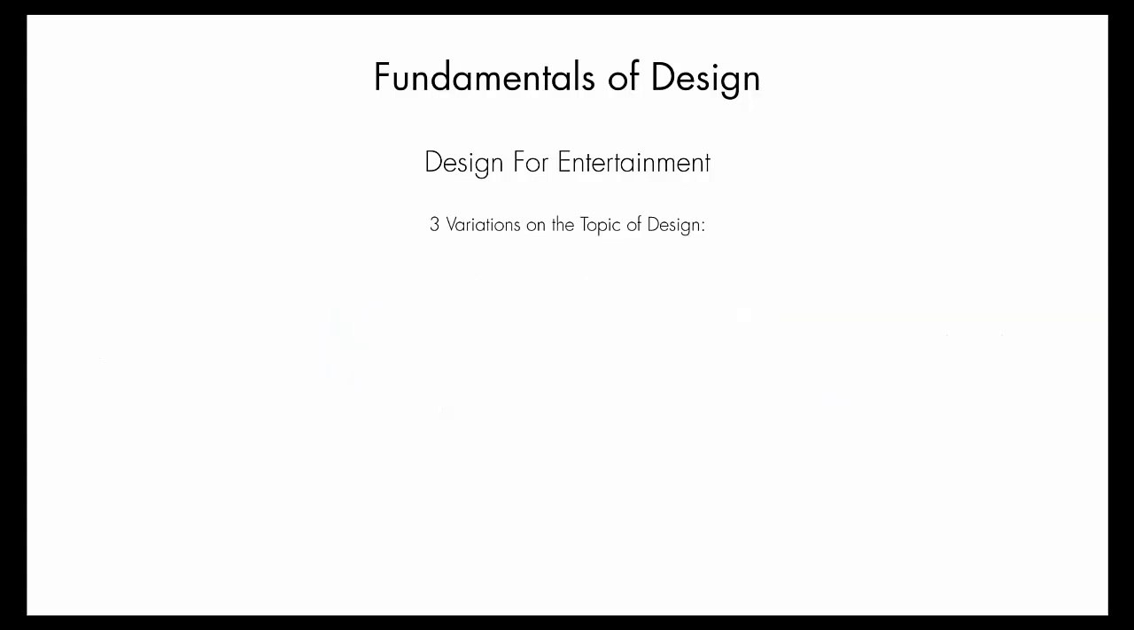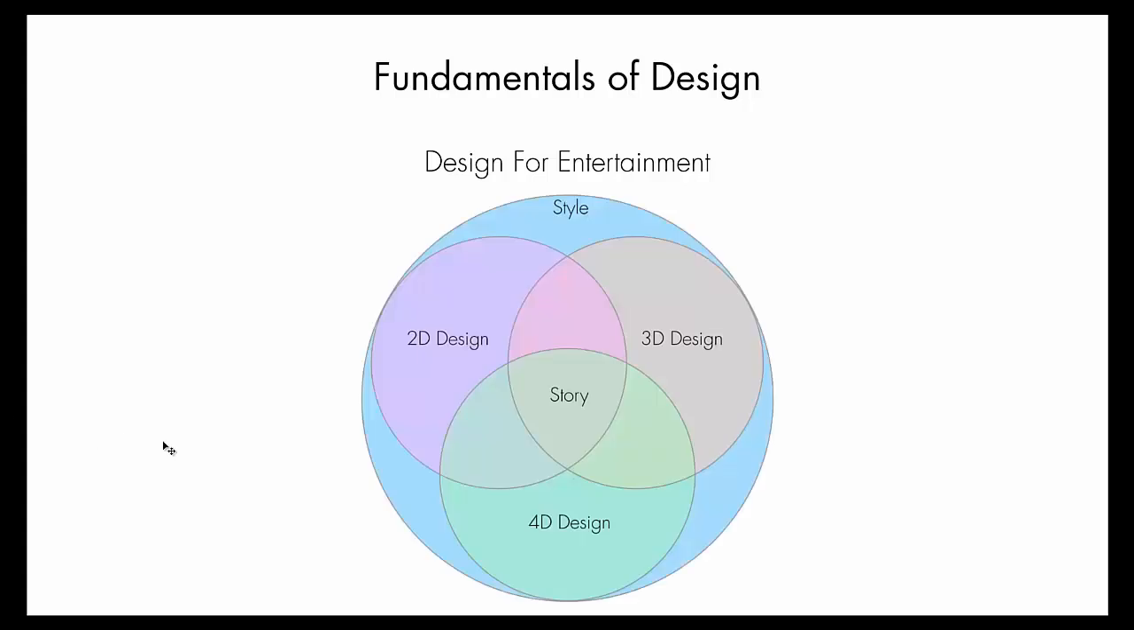Another way to think about it is in this Venn diagram. For some reason, Venn diagrams make abstract ideas a little bit more official. So here we've got our all-encompassing style, and then we've got our different categories of design, all overlapping to serve the purpose of our story.